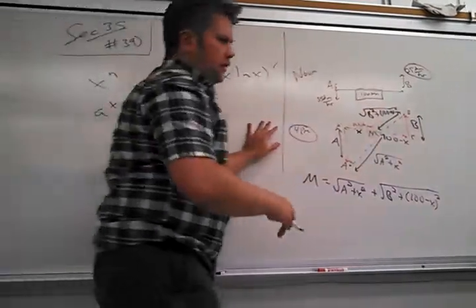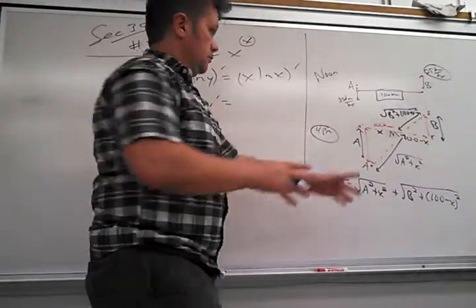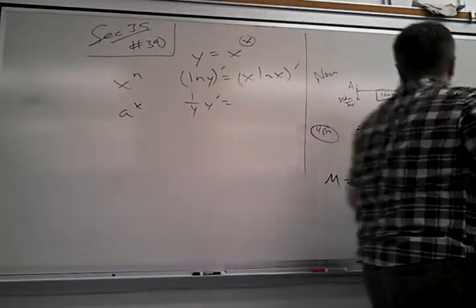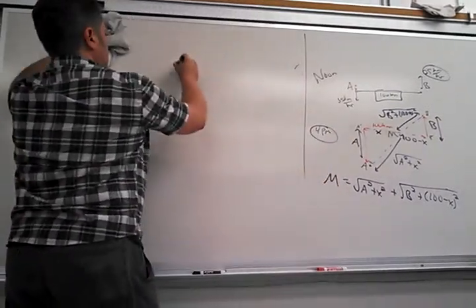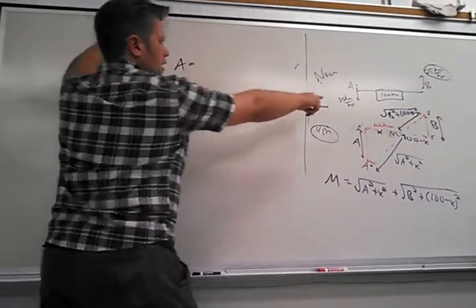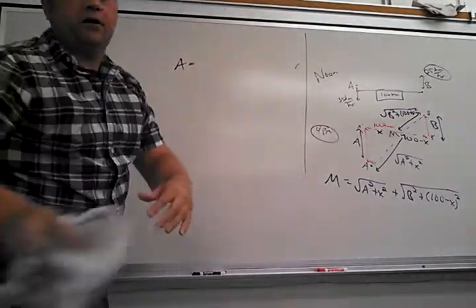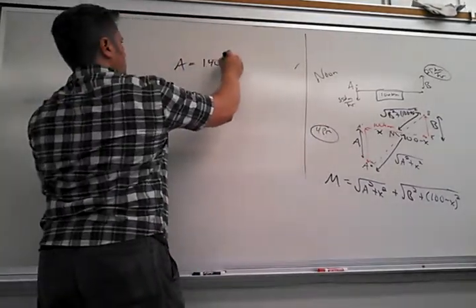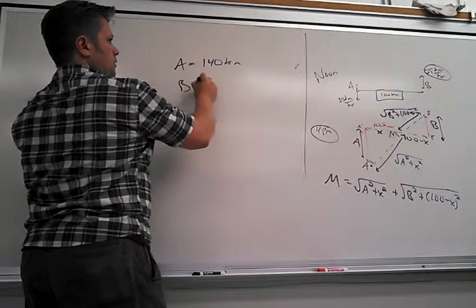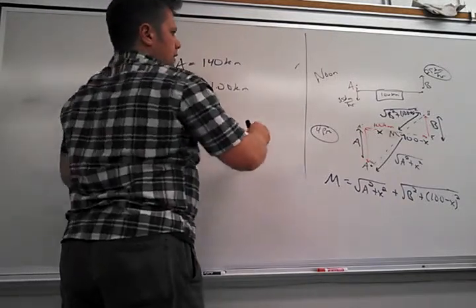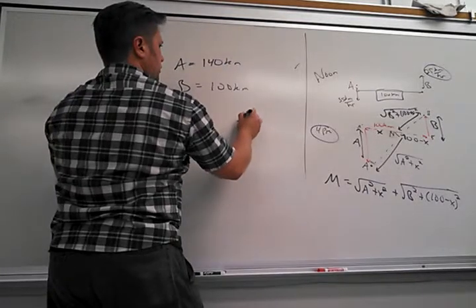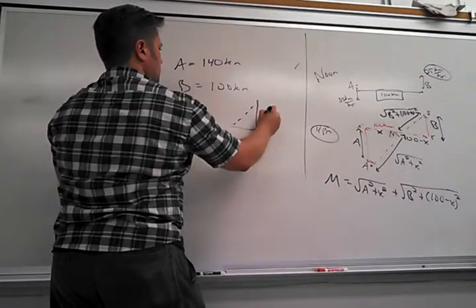But let's see, at 4 p.m., what are these values? At 4 p.m., what's A? 170. Yeah, 4 times 140. 140 is better. I like that. So 140 kilometers. What's B? 100. 100 kilometers. So in that case, I've got this little triangle here that represents B is 100.